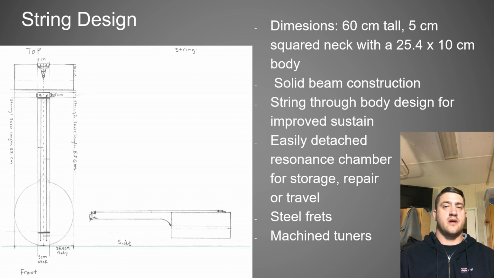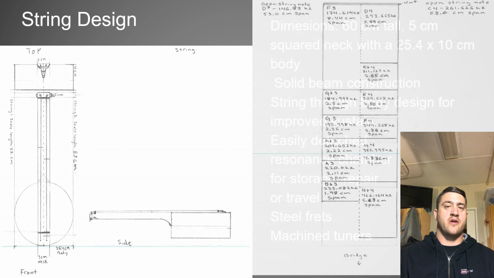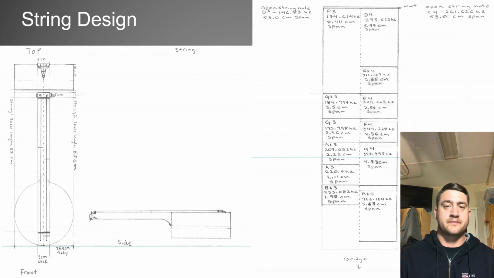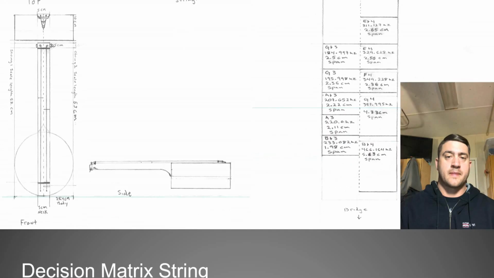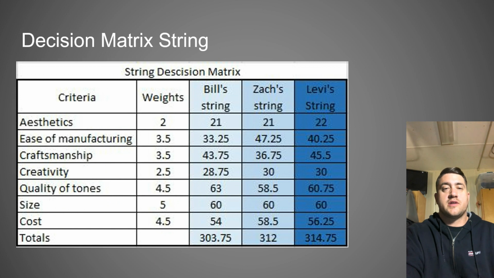Attached is a detailed diagram of my fret modeling. I've included our decision matrix for the stringed instrument. It covers the criteria and the corresponding weight for it, and our voting record.